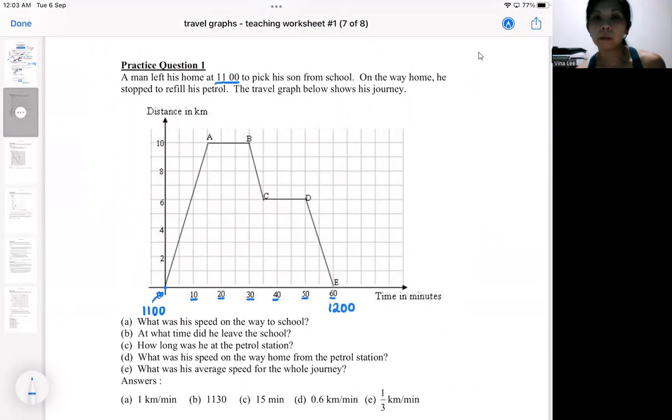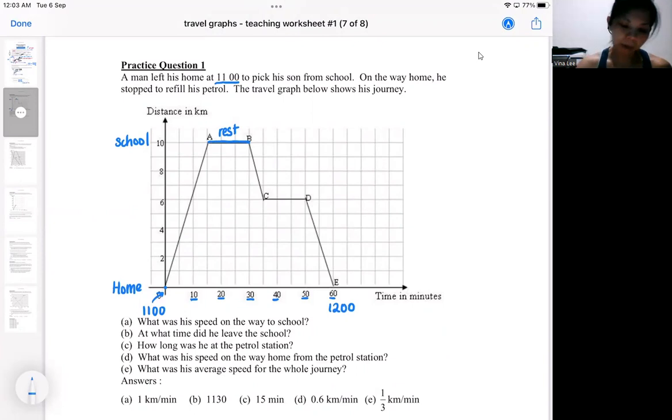So you've got to interpret and read the question. This person left his home, that means this part is the home. He left his home to pick his son up from the school. On this part, I detect there's a horizontal line. That means this is the resting. So I'm guessing this part is the school. At the school, he has to wait to pick up his son.